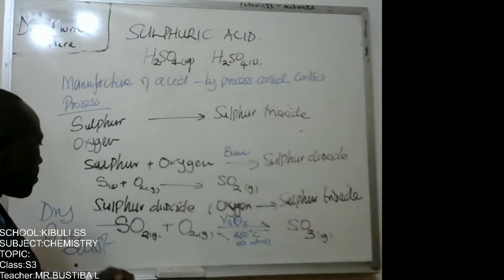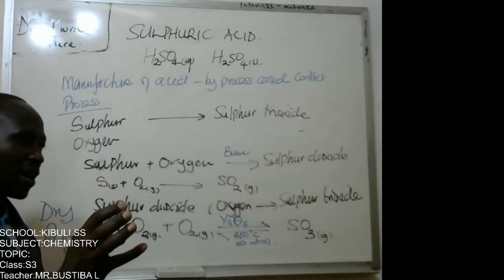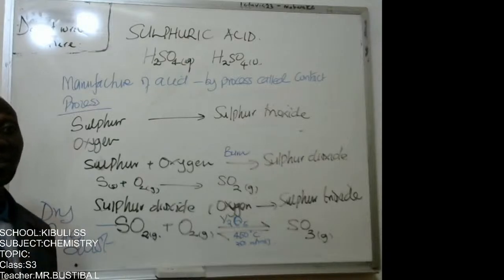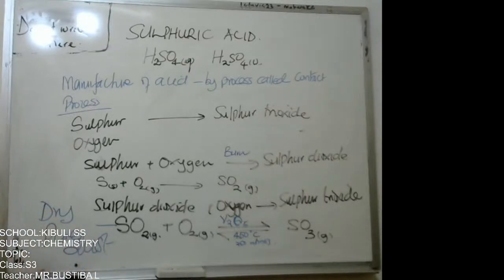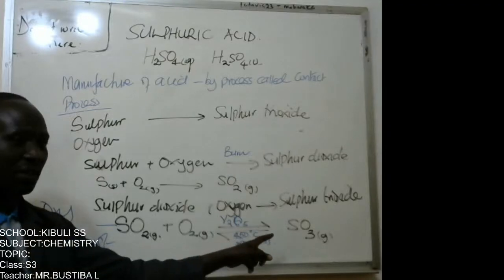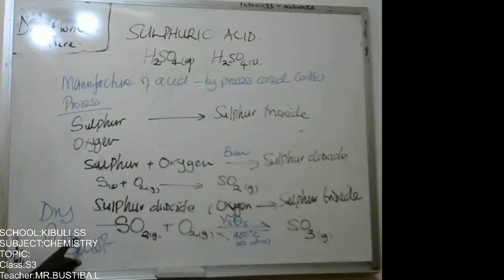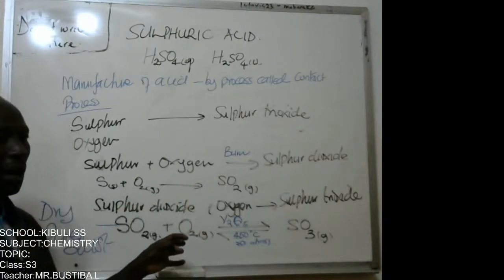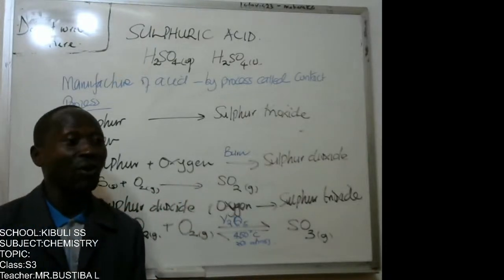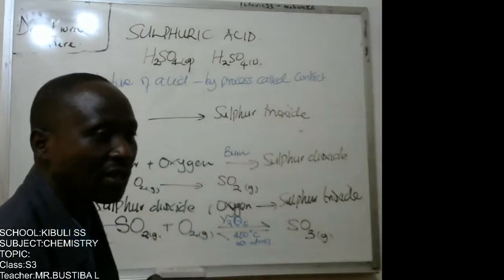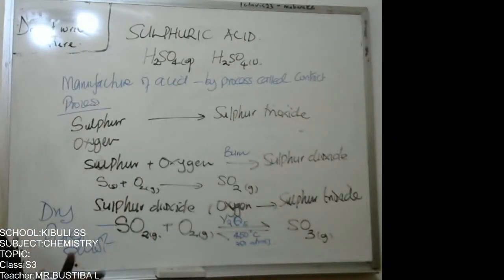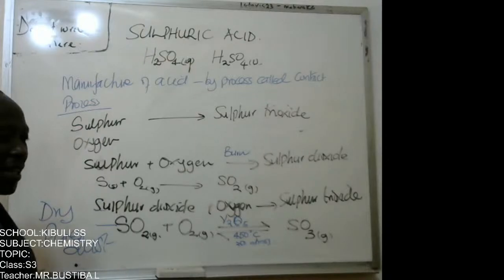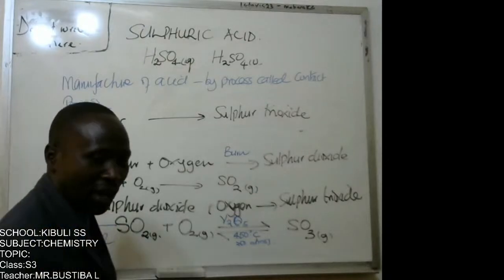How? You have done biology. A catalyst has what we call the active sites. These active sites are supposed to be taken up by sulfur dioxide and oxygen in order to form sulfur trioxide. If dust is present, dust occupies those active sites, so that when sulfur dioxide and oxygen come, they find the active sites already blocked. So they can't access them, and the reaction does not take place.